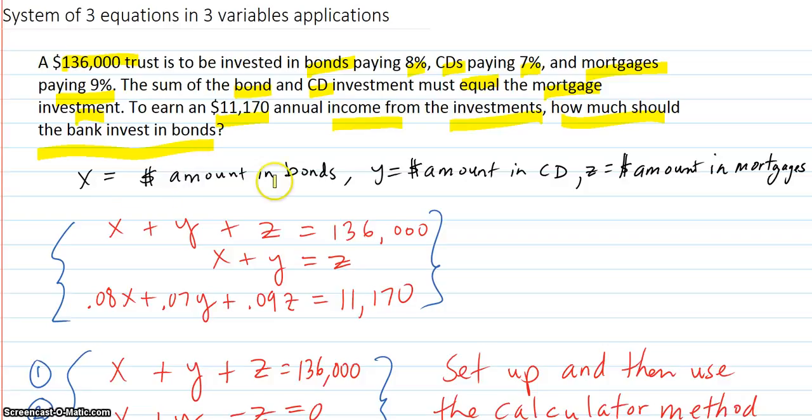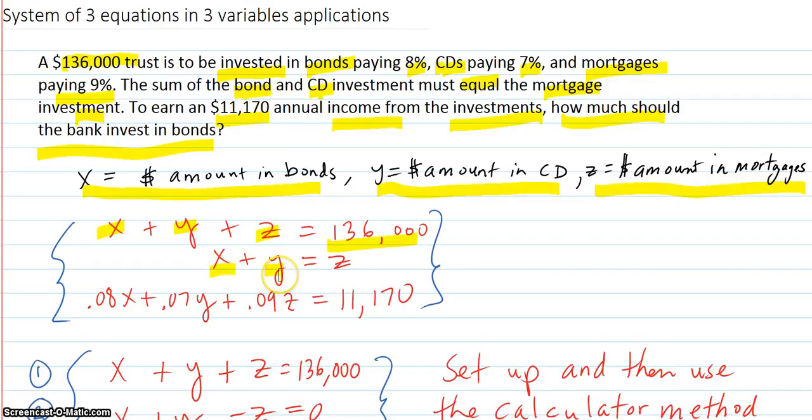Okay, so we name the variables. X equals the amount in bonds, Y equals the amount in the CD, and Z equals the amount in the mortgages. In other words, the amounts of the original $136,000. So the first line says the trust is invested in bonds, CDs, and mortgages. So X plus Y plus Z has to be $136,000. Then it also says the sum of the bond and the CD, X plus Y, has to equal the mortgages. That's Z.